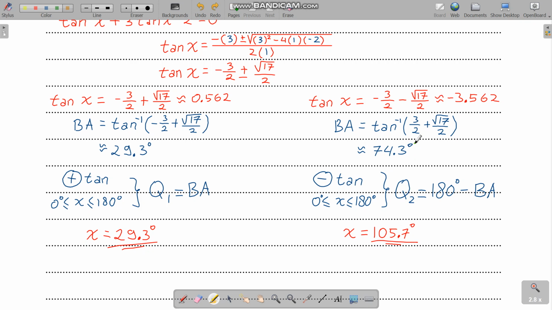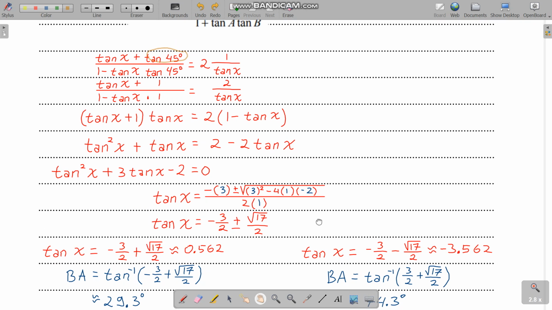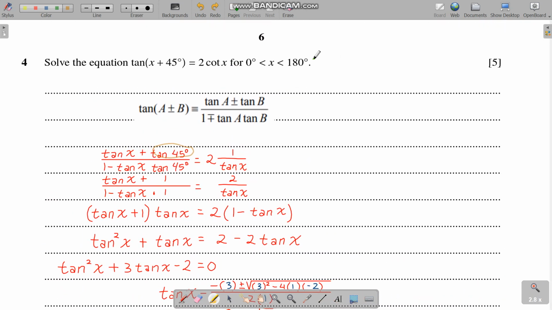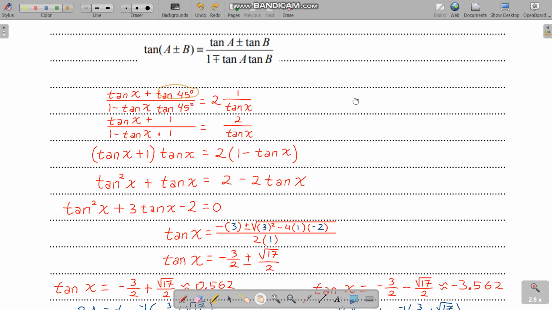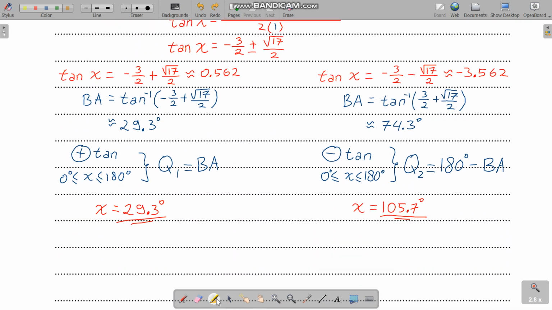So this means now, if we look at the domain is from 0 to 180 degrees, so the domain is from quadrant 1, quadrant 2 only. So since this tangent value is something positive, we can only use the first quadrant. We cannot use the third quadrant because it is not in the domain. So tangent is positive in the first quadrant and third quadrant, but we can only use quadrant 1 or 2. So we can only use the first quadrant, which is the base angle, which is 29.3.